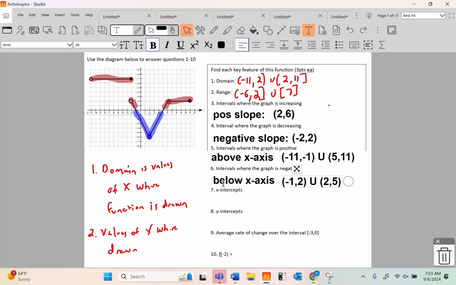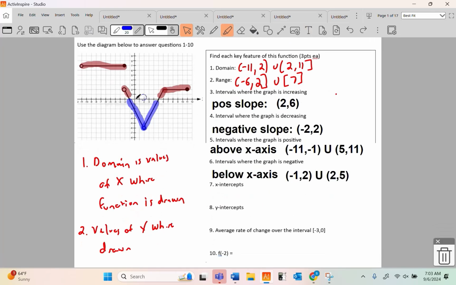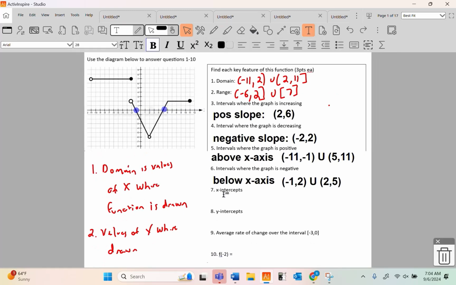X-intercepts, an alarming number of you guys missed this on the retake even after I gave you all the answers. Blows my mind. Like, I don't get it. You are 16 years old and you can't tell me what an x-intercept is. There's one there and there's one there. So one at (-1, 0), and there's another one at (5, 0).